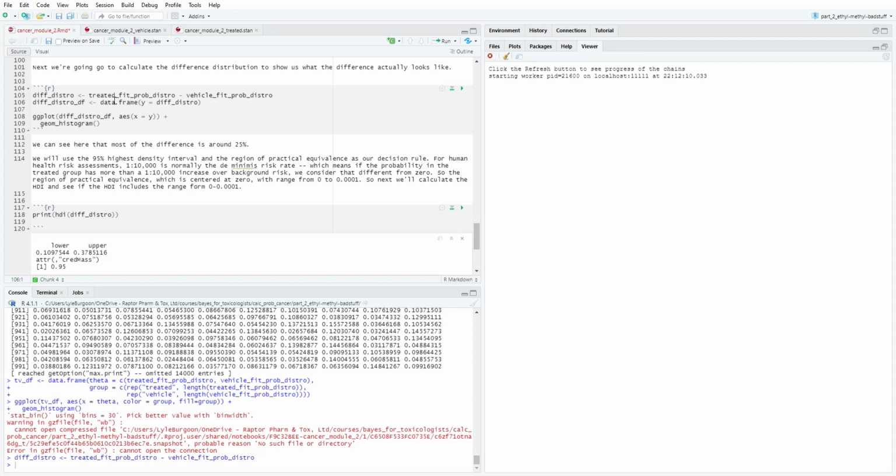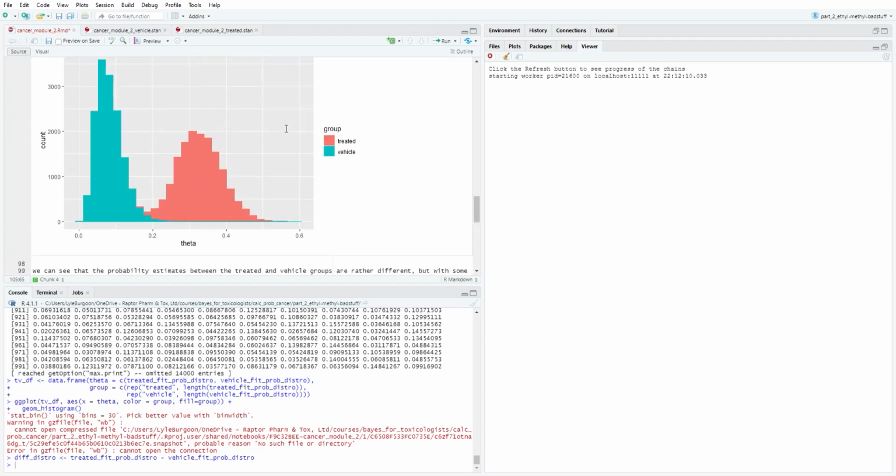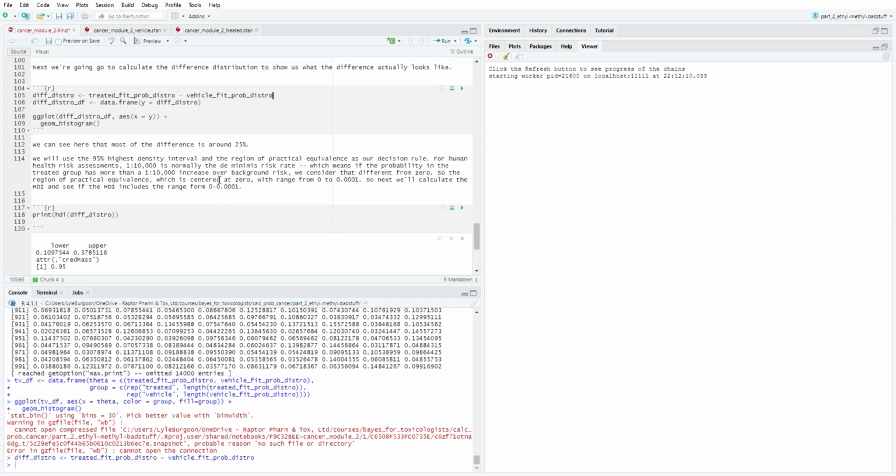This line is literally doing subtraction. I am subtracting the vehicle fit prob distro from the treated fit prob distro. All right. And I end up with this diff distro. So I'm literally taking this distribution and subtracting it from this distribution. Literally, that is what I'm doing.